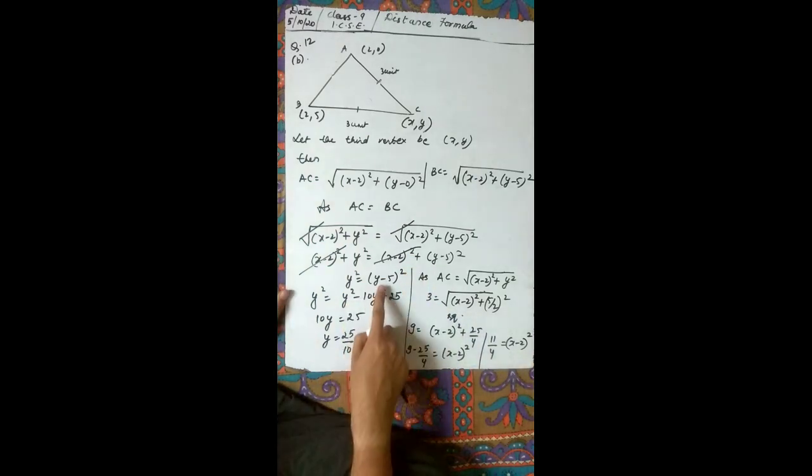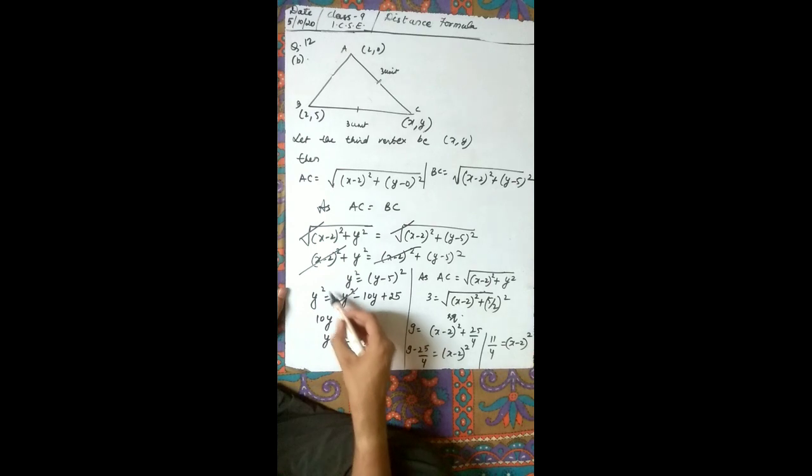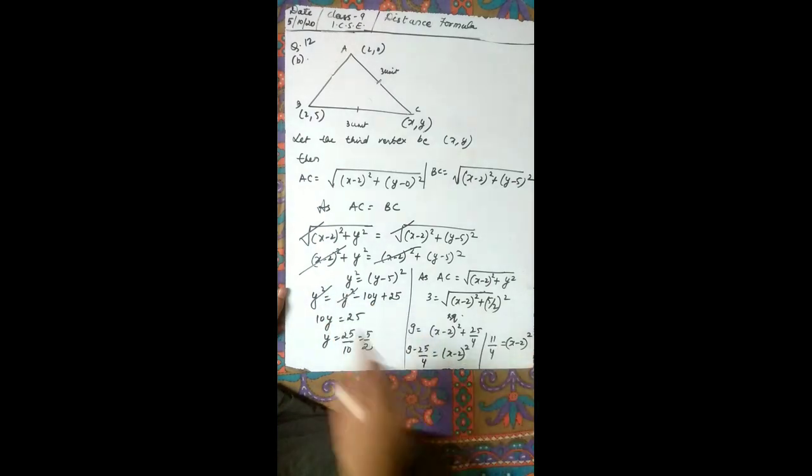Now open the bracket: y square minus 10y plus 25. Again you can cancel y square with this y square. Take minus 10y here. So minus 10y equals 25, or y is equal to 25 by 10, or 5 by 2. You got y as 5 by 2.